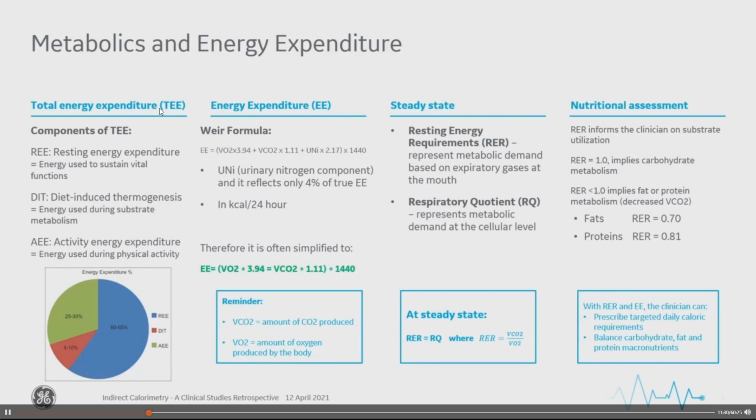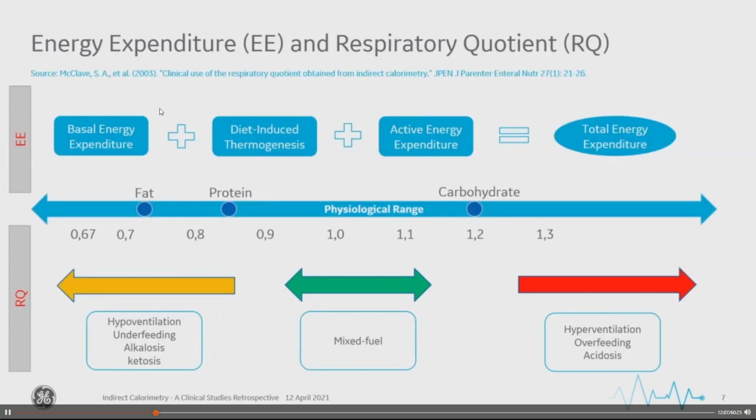So if you know VCO2, you know VO2, you have an understanding of RQ, your respiratory quotient, and we'll go into details of what that means on subsequent slides. The nutritional assessment there, basically, the RER or RQ, if it is at 1, it implies that you are preferentially metabolizing carbohydrates. If it's less, it is informing that you're metabolizing fats and proteins, which tend to be less efficient in terms of consumption and metabolism.